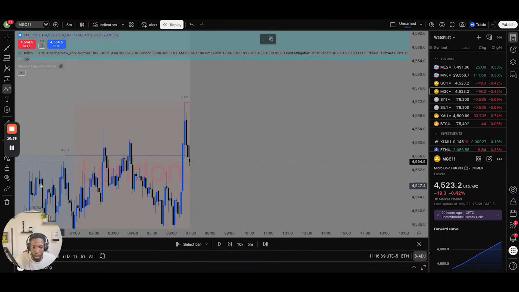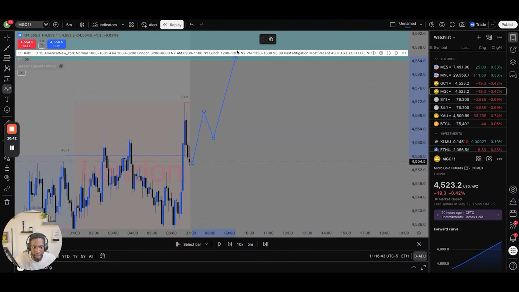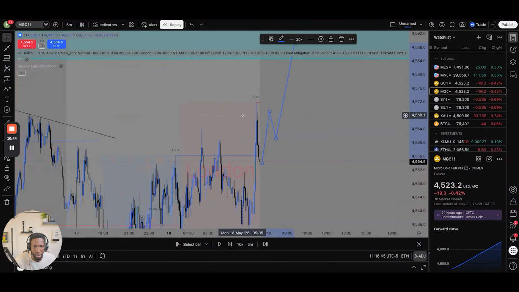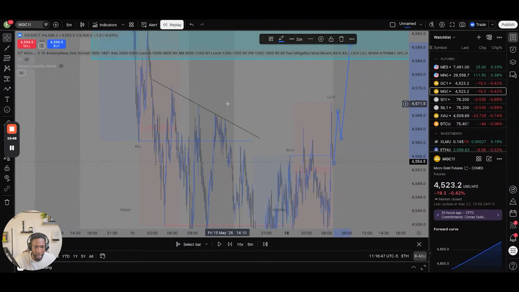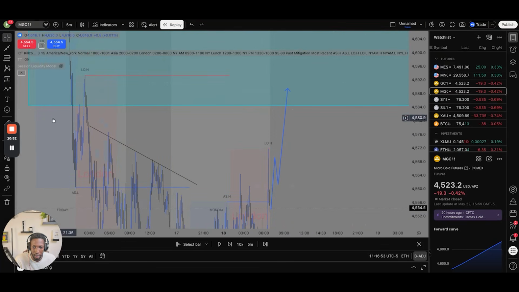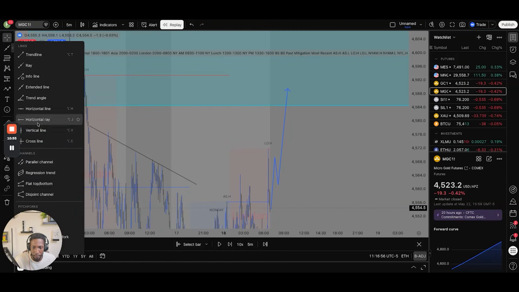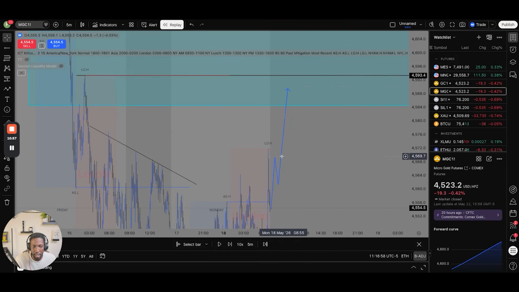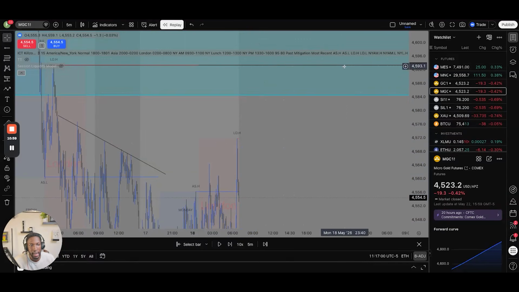So we're just gonna go for longs. More than likely, these hourly highs are where it'll react from, while taking out this trendline liquidity and potentially taking out London highs and this hourly high. I don't know why it doesn't extend all the way. Let me just draw it out. Guys, this is how you give yourself a narrative.